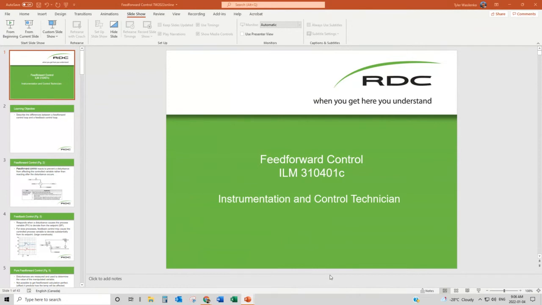So feedforward control, carrying on from third year advanced process control. The best thing I can say about feedforward control right off the get-go is that it's quite similar to cascade in that its purpose is to react to a disturbance before it affects our primary variable. So it's similar to cascade, only it's a little bit more direct, and we'll look at that as we go forward here.